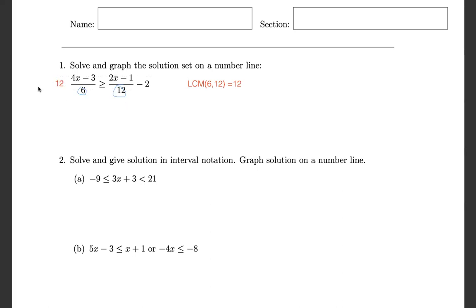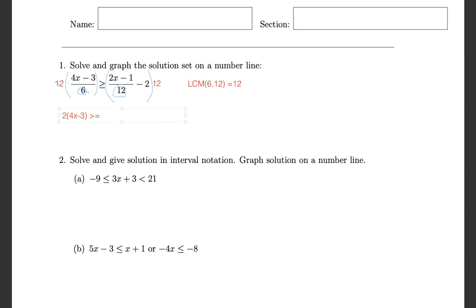Multiply 12 on this side, multiply 12 on this side. Multiply 12 with this term, and with those two terms. Then 12 times this one: we could think of 12 divided by 6, that's just 2. So 2 times the numerator. The numerator is 4x minus 3, greater than or equal to 2x minus 1 divided by 12, times 12.